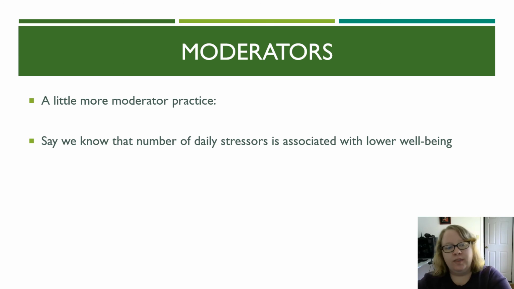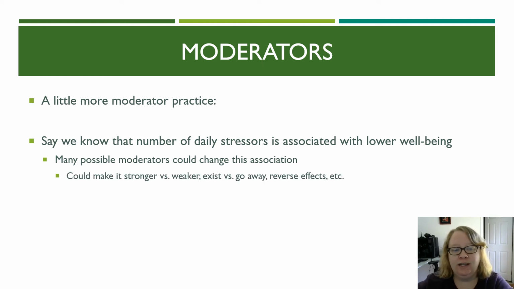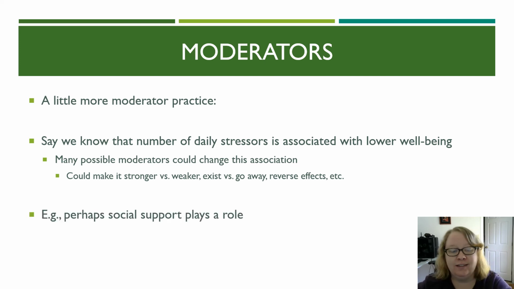So say that we know that number of daily stressors is associated with lower well-being. Many possible moderators could change this association, the fact that daily stressors is linked with lower well-being. Lots of other variables could change what that looks like. It could make it stronger versus weaker, could make it exist versus go away, could reverse the effects, etc.